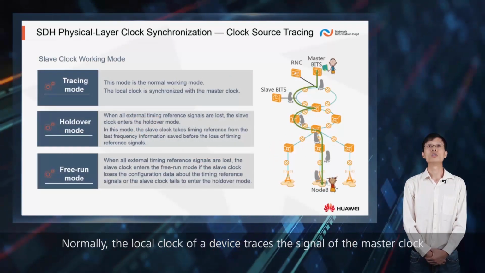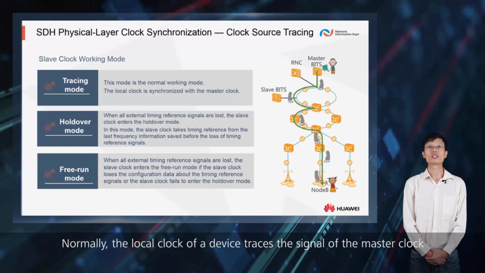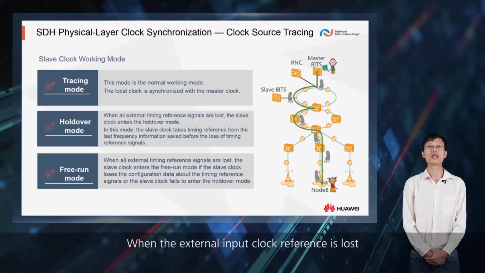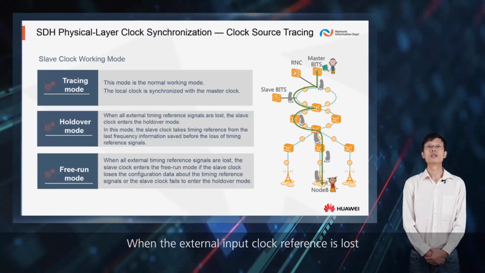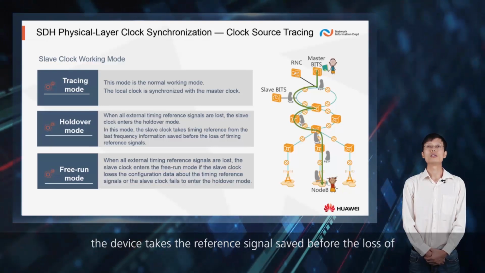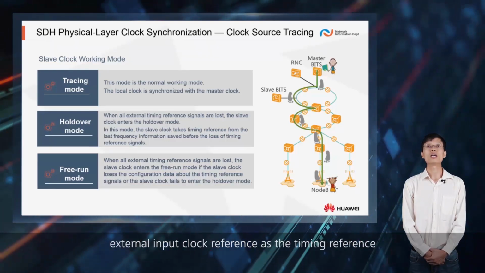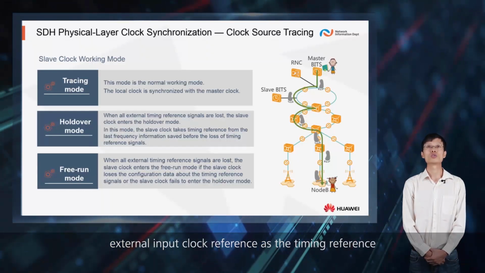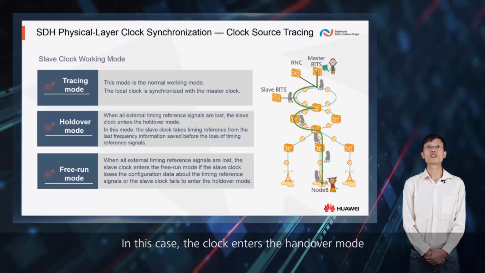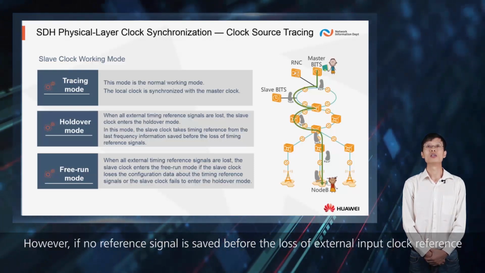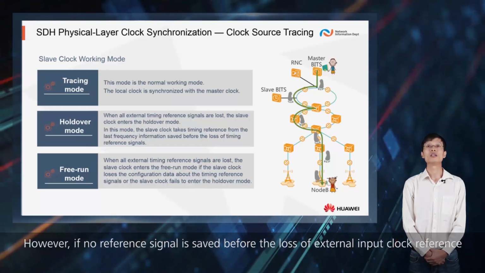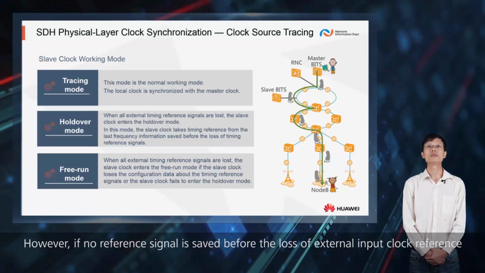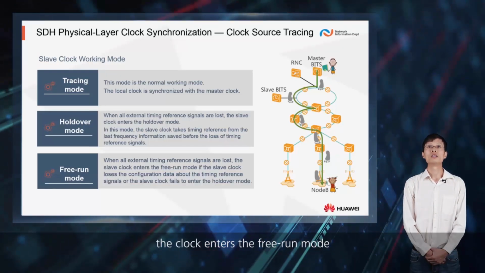Normally, the local clock of a device traces the signal of the master clock. When the external input clock reference is lost, the device takes the reference signal saved before the loss of external input clock reference as the timing reference. In this case, the clock enters the handover mode. However, if no reference signal is saved before the loss of external input clock reference, the clock enters the free run mode.